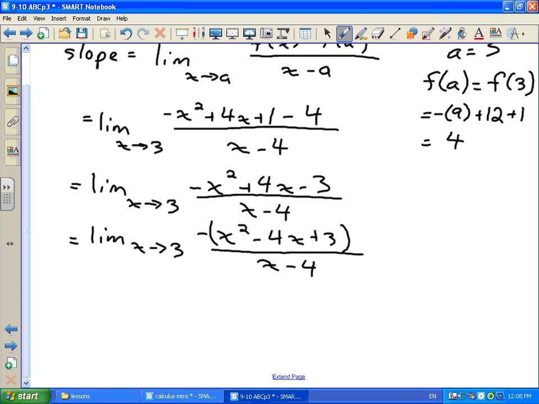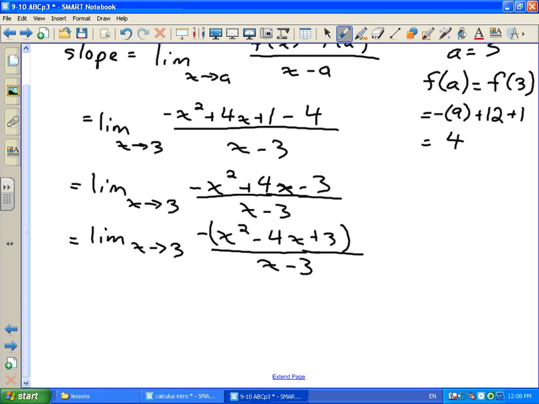Wait, am I writing x minus 4 all the way here? I don't want x minus 4 in the denominator, do I? I should have x minus 3, because my a value is 3. So I'll fix that very carefully. Sorry about that, guys. You're probably all writing x minus 3 anyways.